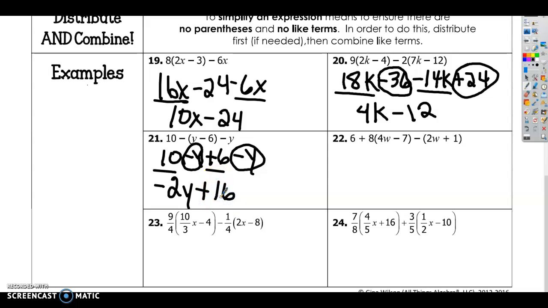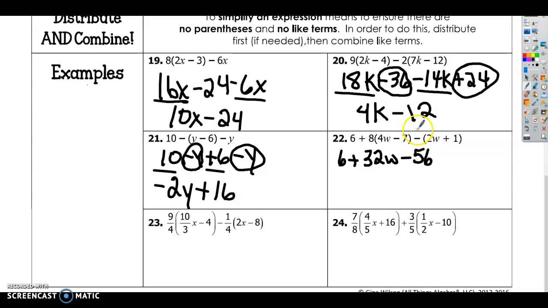Number 22, I'm going to bring down the 6 and then do distributive property. So I have 8 times 4w, and then I have a minus. I'm going to have a positive times a minus as a negative. 8 times 7 is 56. And then I have another set of parentheses. I have to do the same thing and distribute.